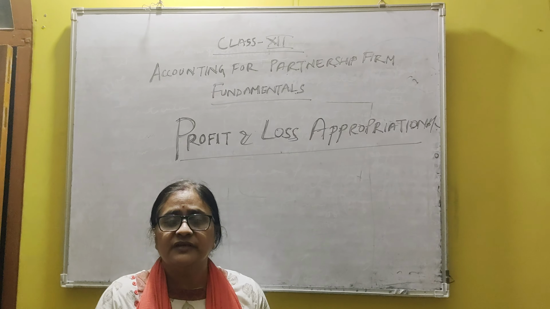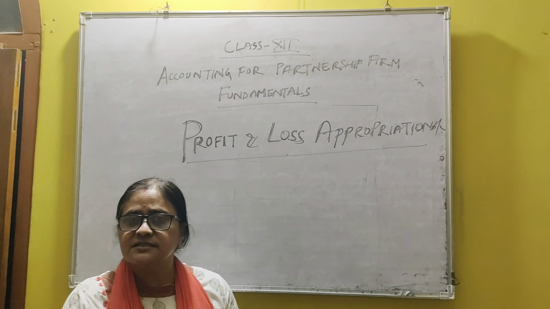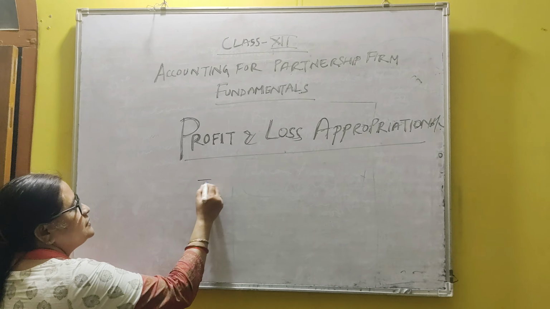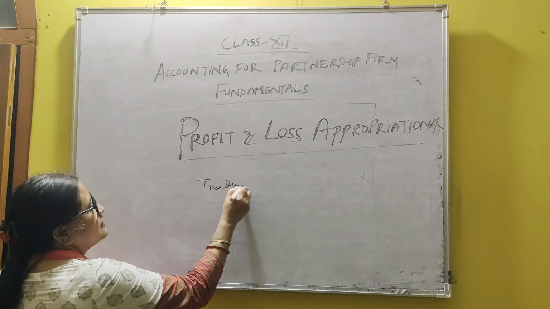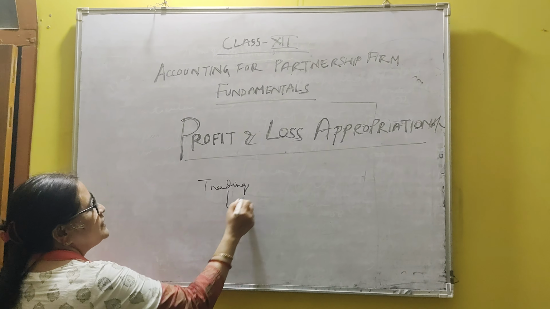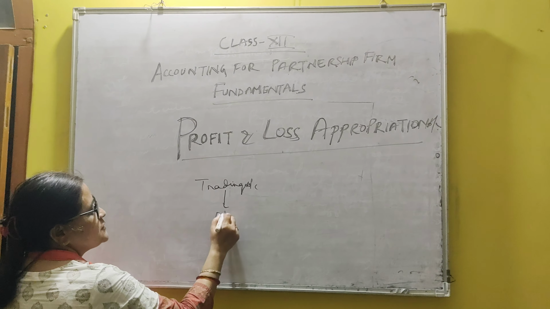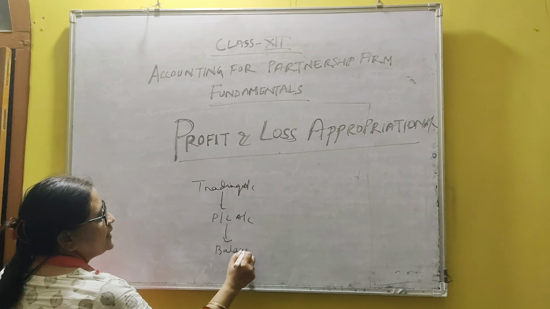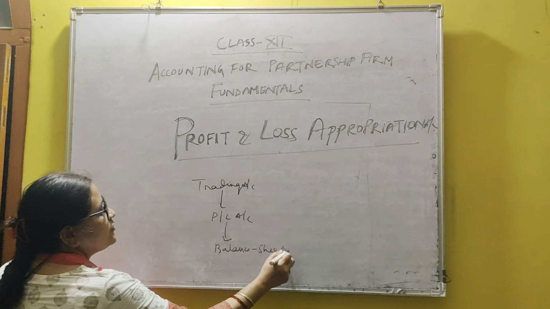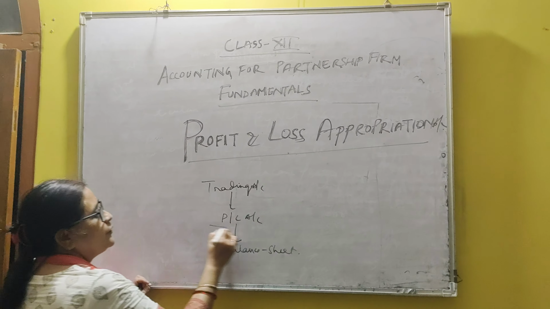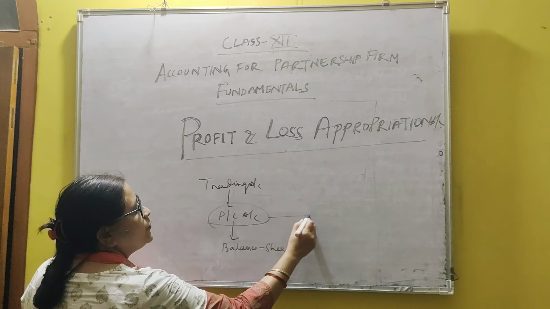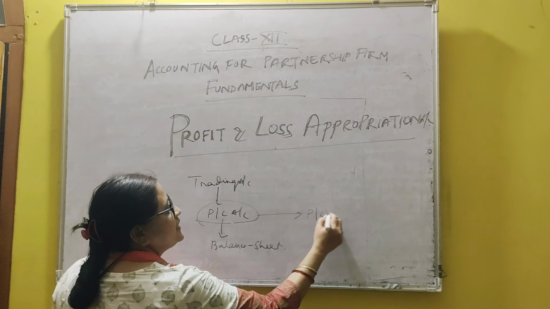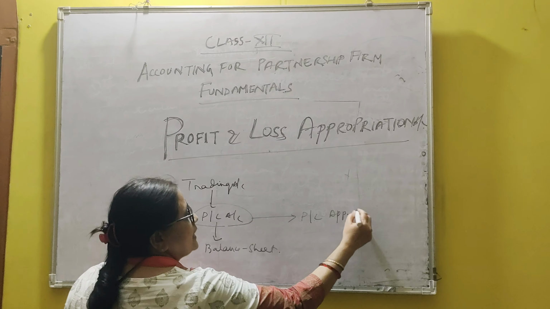Before, we have learned the financial statements of sole proprietorship. In sole proprietorship we did the trading account, then after the trading account we made the PL account, that is profit and loss account, then we made the balance sheet. Now in case of a partnership firm, we have to make one more account after the PL account, that is called profit and loss appropriation account.